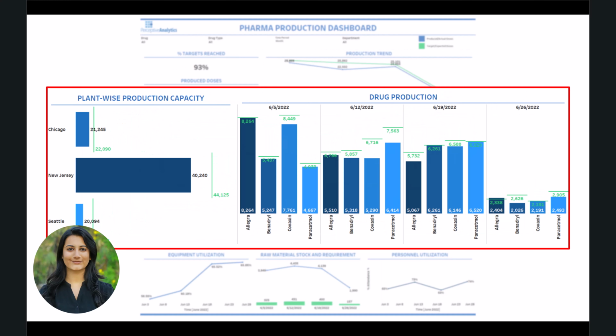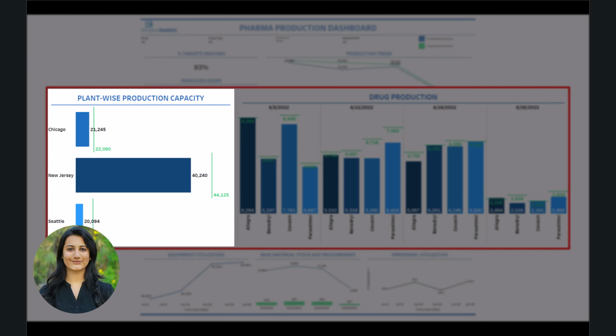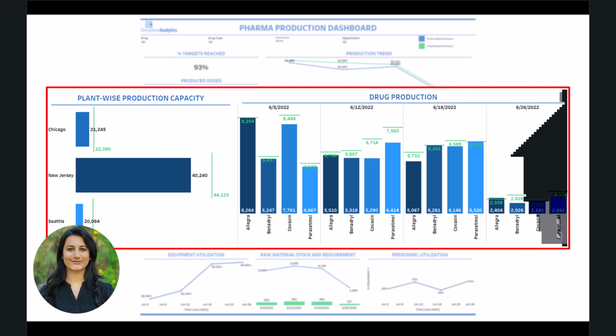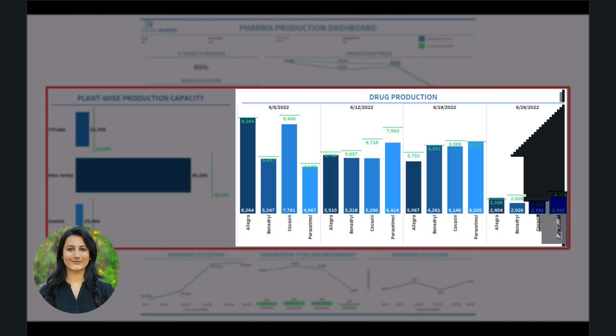In the middle section, we have a production breakdown view covering both plant-wise and drug-wise performance. On the left, a bar chart shows how each plant is performing against its target. Next to it, we have a drug-wise production chart which displays weekly volumes for major drugs.